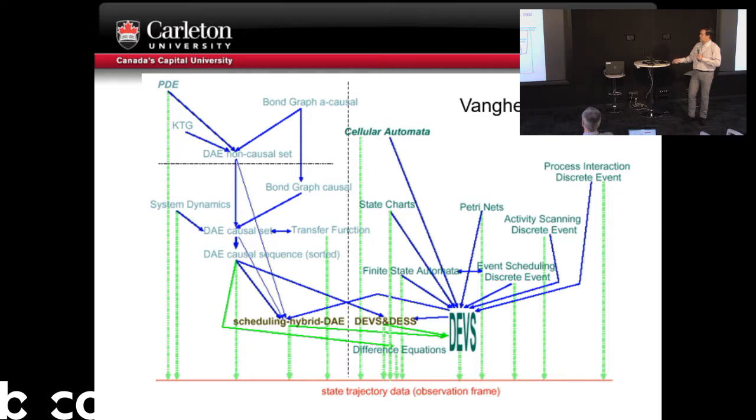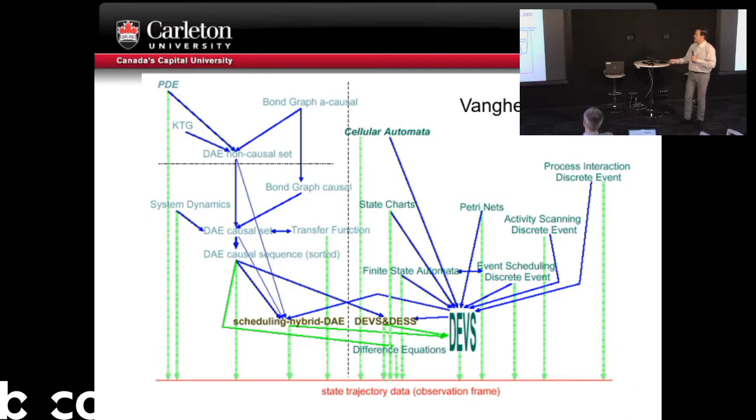So this means that if you get state charts or Petri nets, you can do them with DEVS. Or you can have finite state automata done with DEVS, or finite state automata done as event scheduling discrete event, or event scheduling discrete event can be done as a finite state automata. But in 2000, something more interesting started to happen. So this side of the world is the discrete event side of the world, and this side is the continuous system side of the world.